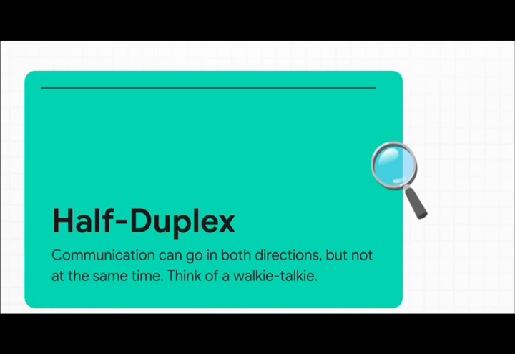Now, because you have that single shared data line, it leads to a specific kind of communication called half-duplex. Honestly, it's just like using a walkie-talkie. You can talk, and then you can listen, but you can't do both at the exact same instant. One device sends a message, and then the other one can reply.